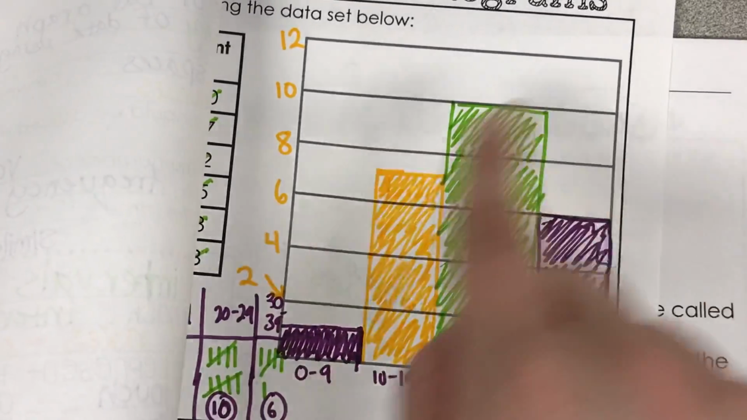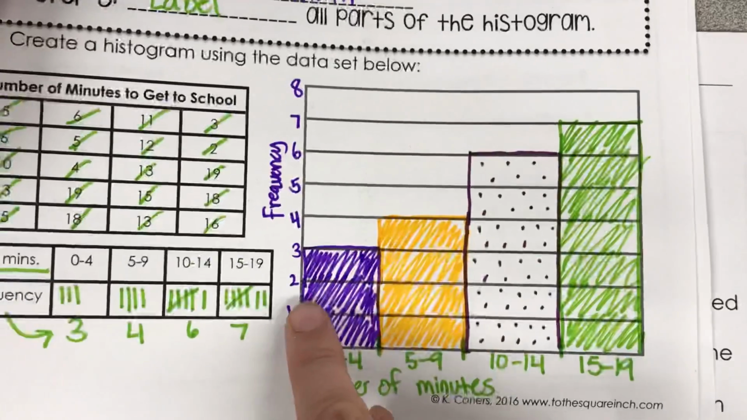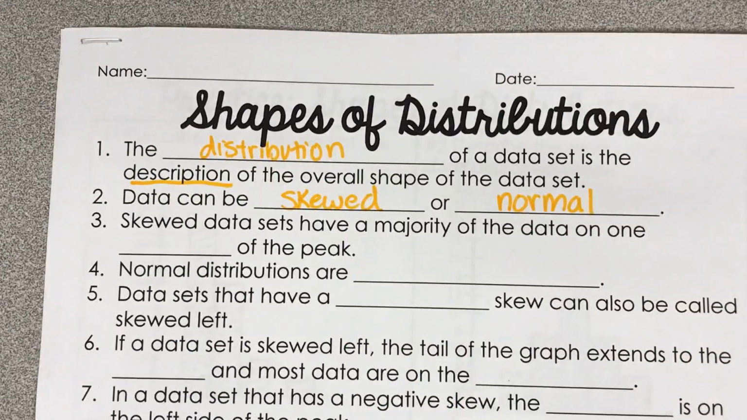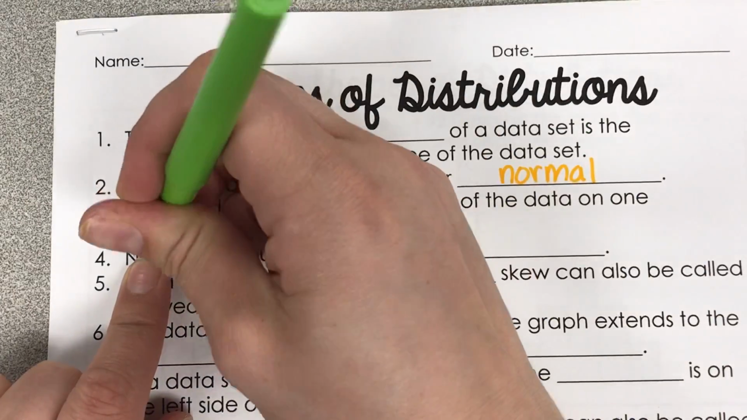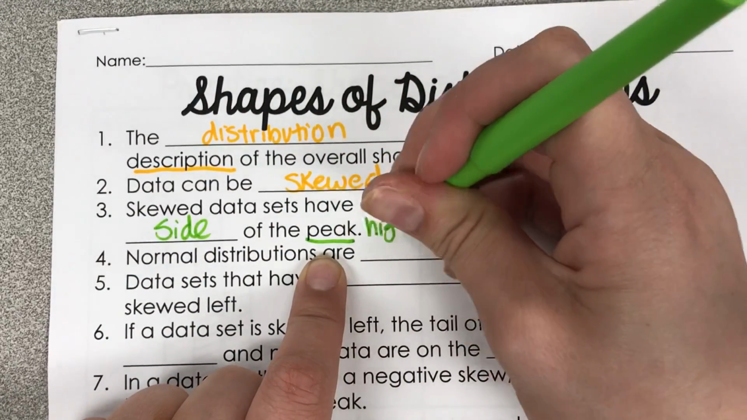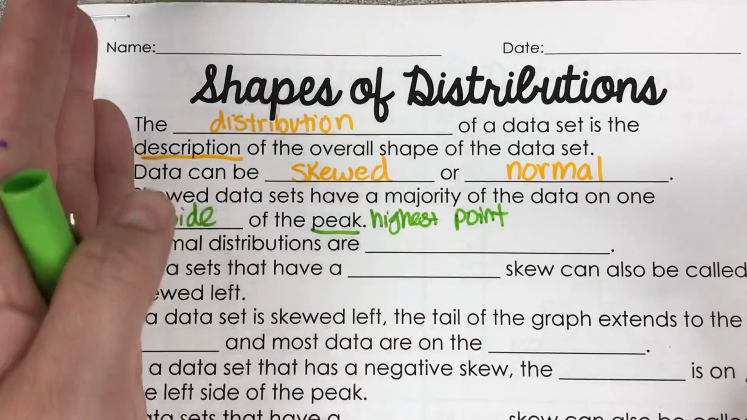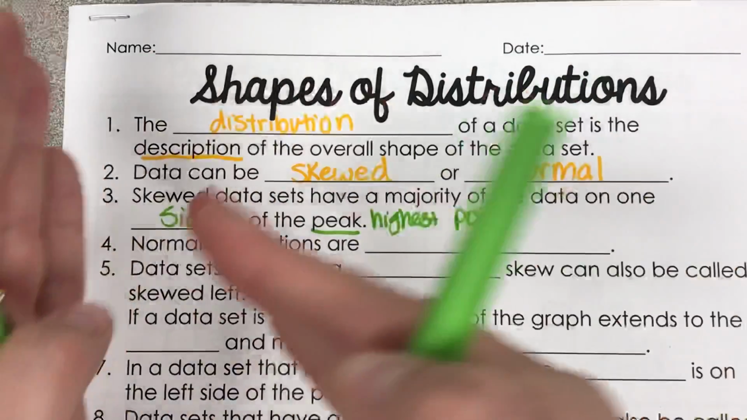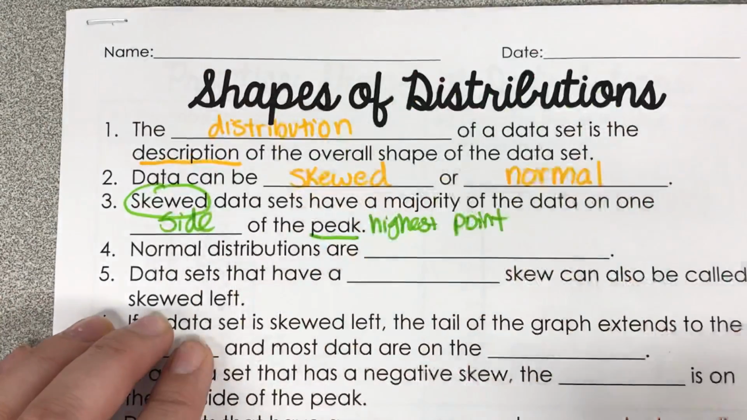Whereas this one, see how it's kind of more intervals are going up and down? This might not necessarily be normal, but it's not as skewed where everything starts trending in one direction or the other. Skewed data sets have a majority of the data on one side of the peak. Remember the peak, that's the highest point in your data. So if it's leaning mostly to one side versus the other, that means the data is most likely skewed.